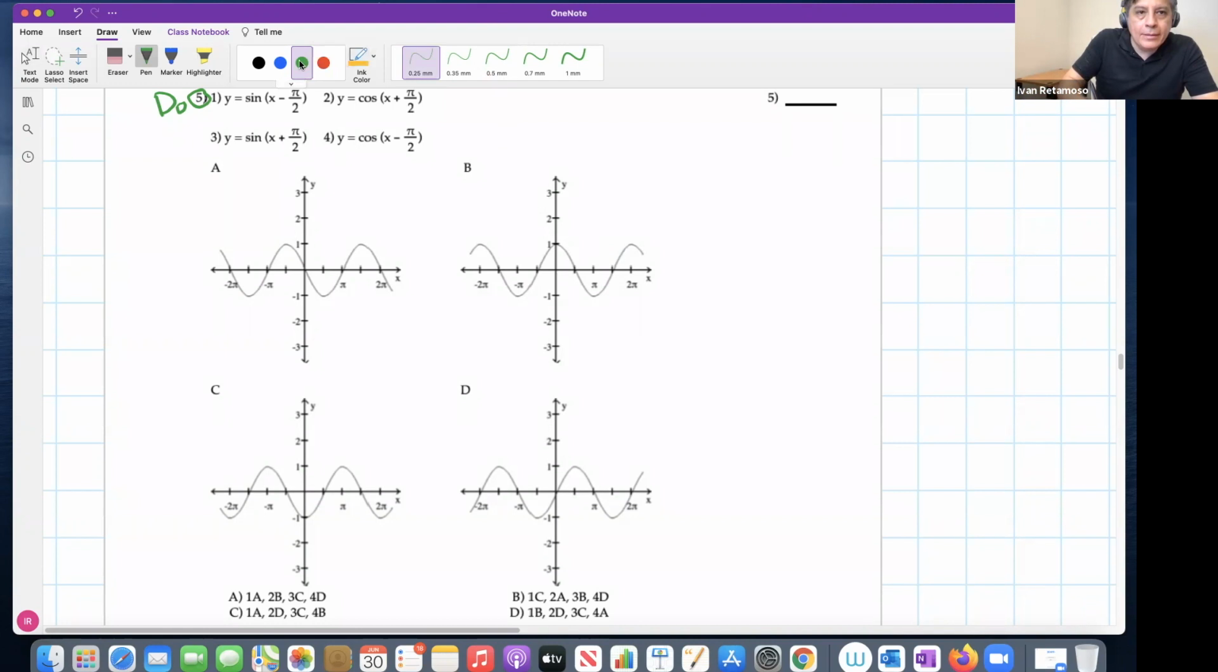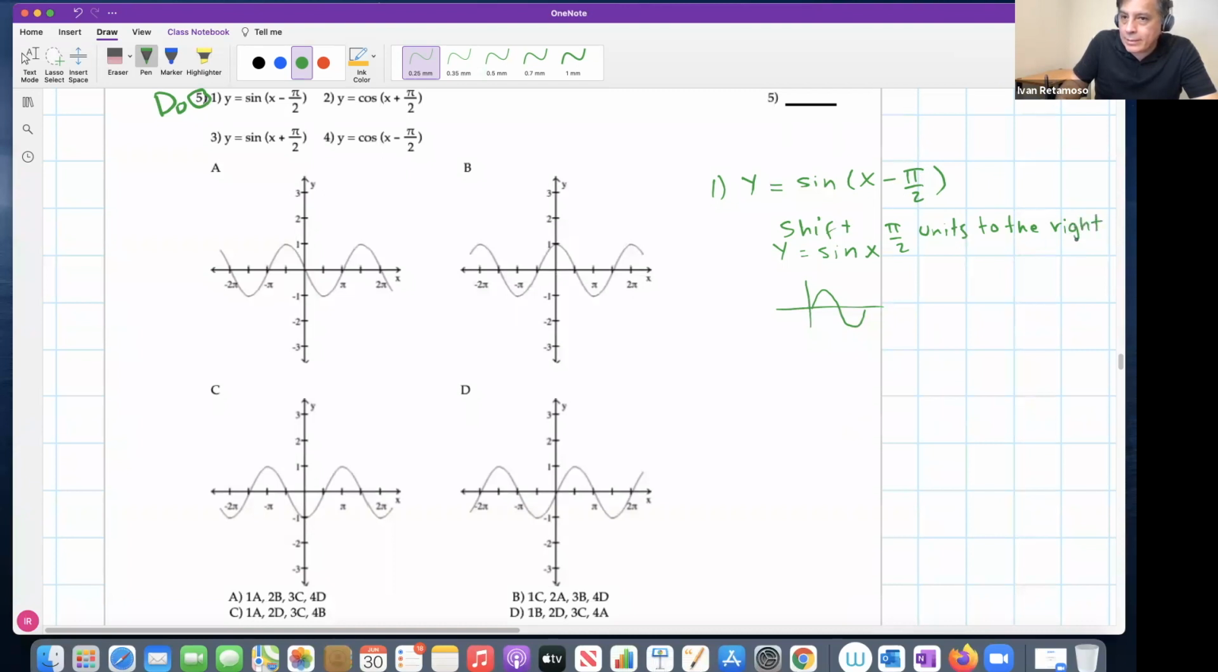Yes, a hint, I can start with number 1. Number 1, y equals sine of x minus pi over 2. Compared to y equals sine of x, it's just a horizontal shift, right? Shift this guy, y equals sine of x, pi over 2 units to the right. Why to the right, Professor? Because it's opposite to what our intuition tells us. Minus is right. So shift this pi over 2 here, pi.